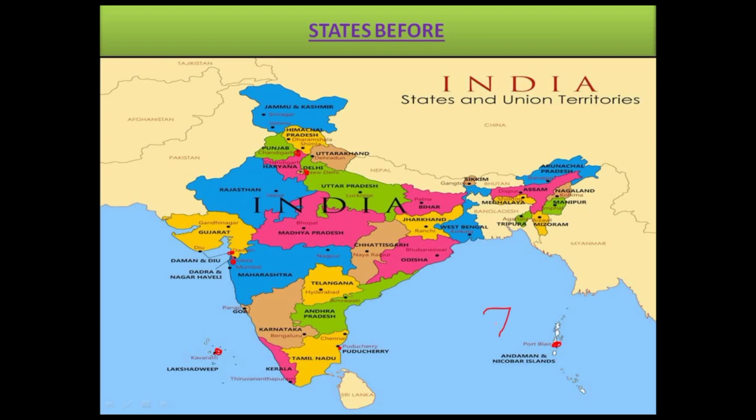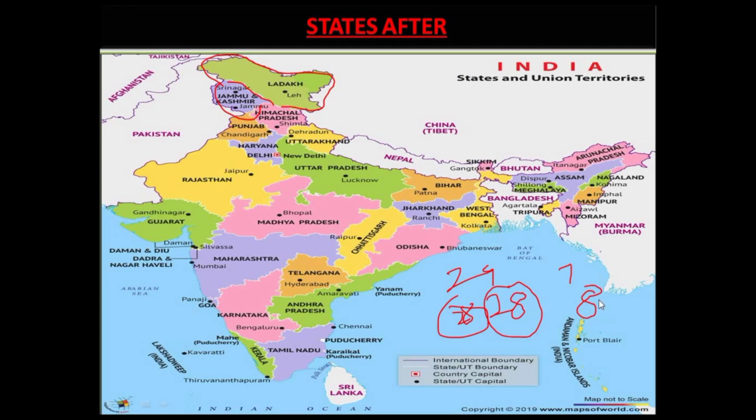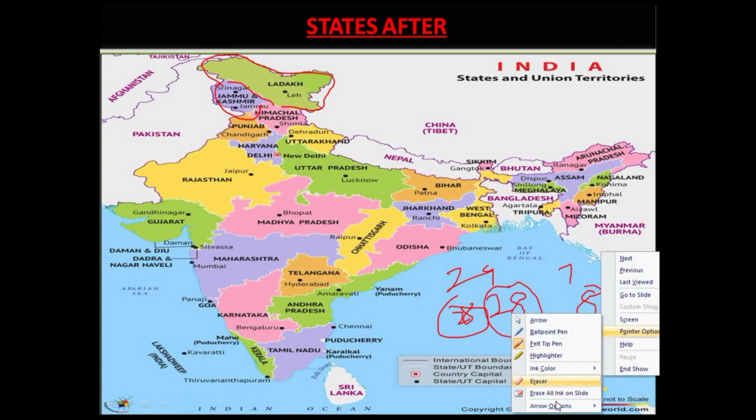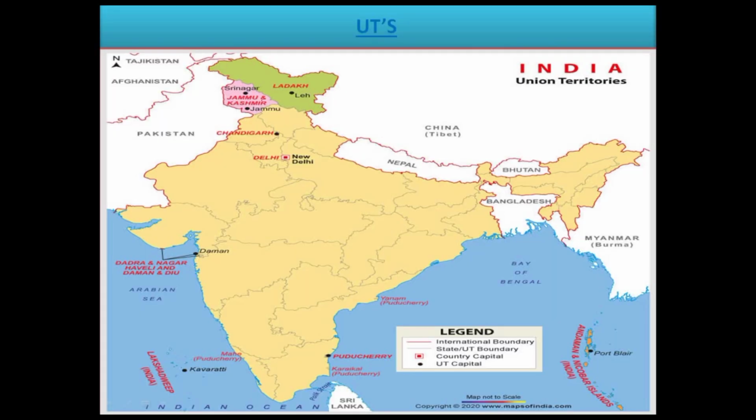Okay, now let me clear this so you can understand in a better way. Now you can see only the 8 union territories. I will show the clear map of union territories without the states so you can understand. See here, 8 union territories. See how I will make you count: 1 Ladakh, 2 Jammu and Kashmir, 3 Chandigarh, 4th Delhi.